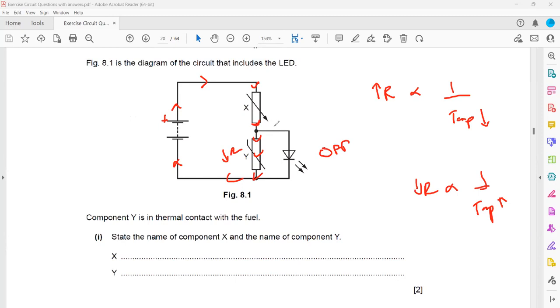If the conventional current is coming from the side of the triangle, the LED allows that current. If the current is coming from the side of the bar, then it will block. So if it is coming from this side, it will block. If it is coming from the side of the triangle, it allows that current.